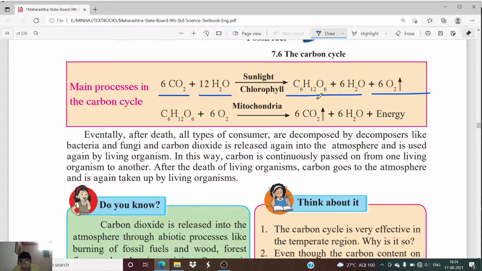C6H12O6, it is the formula of glucose. Okay, along with this we are going to get 6 molecules of water as a byproduct and 6 molecules of oxygen. Okay, and this oxygen is going to be released by the plant.